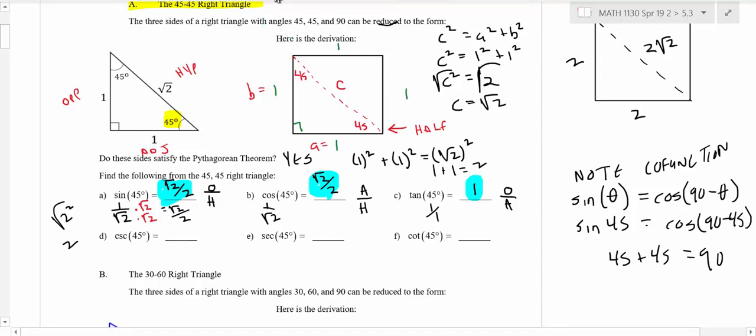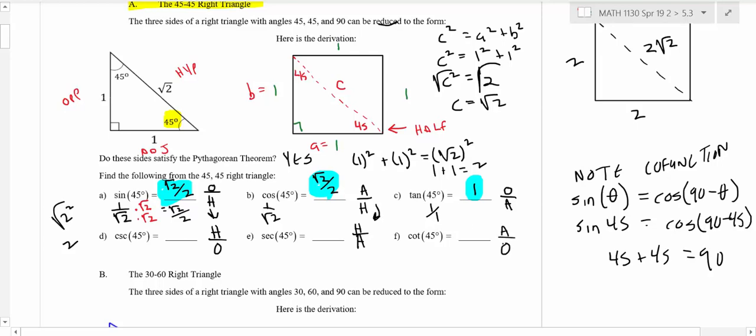Okay. Now from here we just do the reciprocal relations. So remember, the cosecant is hypotenuse over opposite. It's the reciprocal of the sine. The secant is hypotenuse over adjacent. It's the reciprocal of cosine, and so forth.